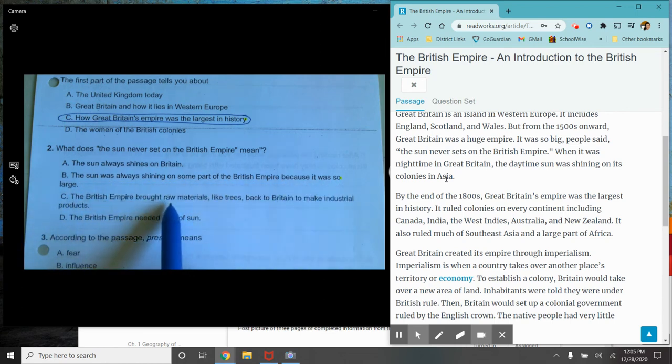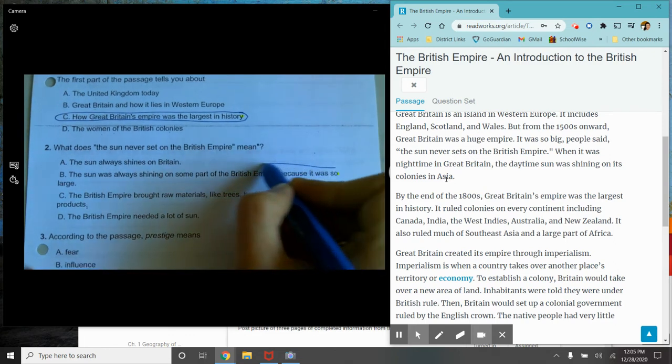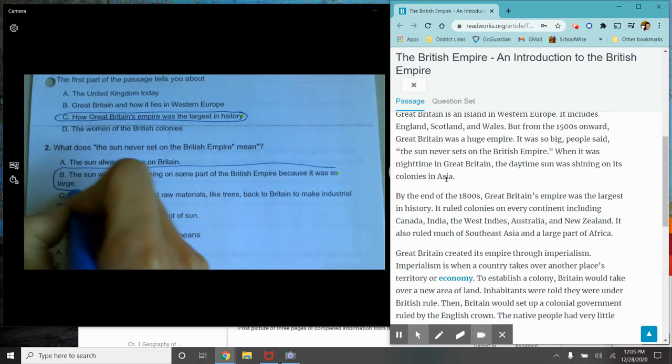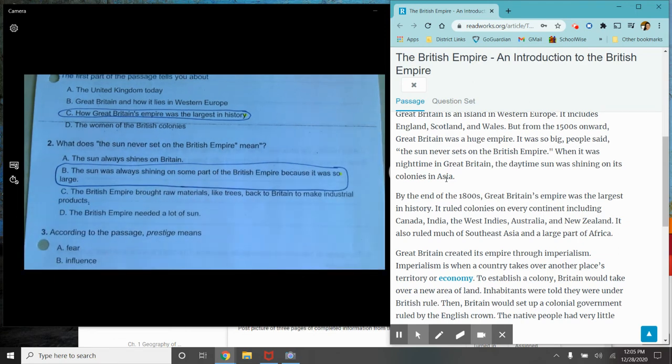The British Empire's raw materials like trees back to Britain to make industrial products. Well, that's later on in the passage. That's not happening in this first paragraph. The British Empire needed a lot of sun. Probably not. So I think B is the best part, right? Because it's so large that there was always daytime during some part of the world where it existed.